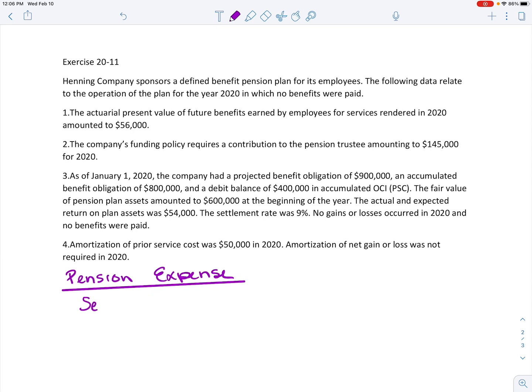First thing I want to find is my service cost. So I'm going to read through this. I'm going to find where it talks about my service cost. That's in the first one here, and it was $56,000.